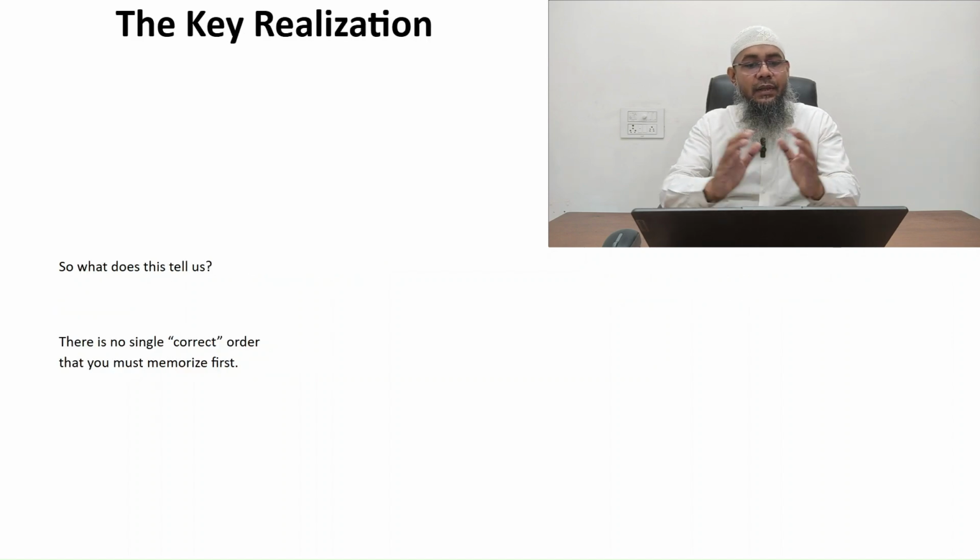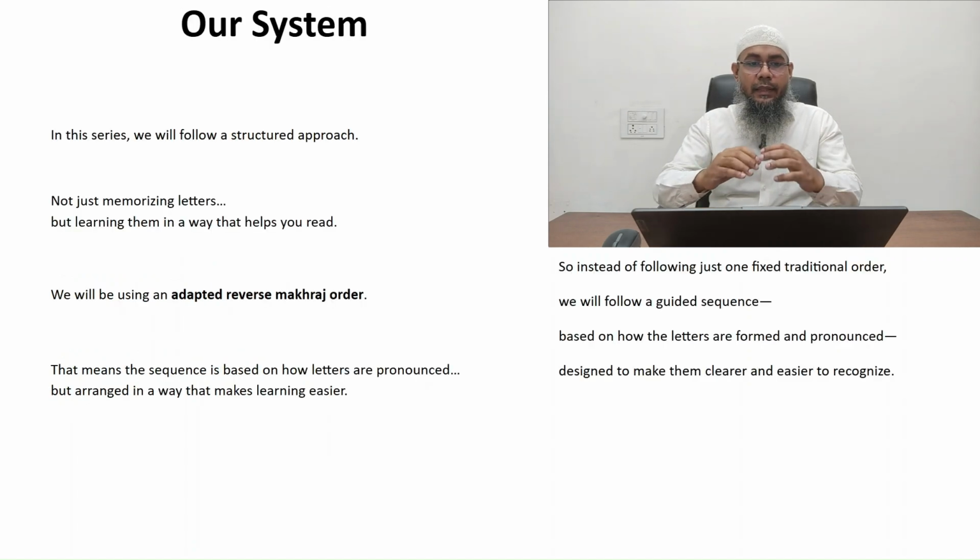Okay, so what does all this tell us? There is no single correct order that you must memorize first. In this series, we will follow a structured approach. This is our system, not just memorizing letters, but learning them in a way that helps you read. We will be using some form of adapted reverse makhraj order. That means the sequence is based on how letters are pronounced, but arranged in a way that makes learning easier.